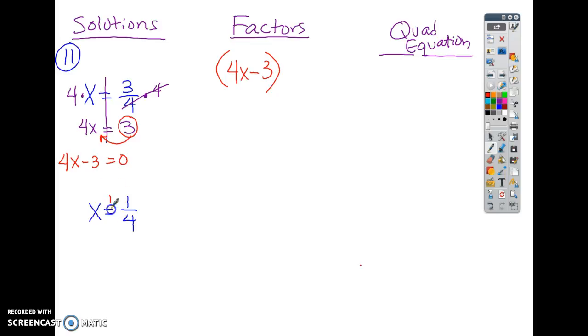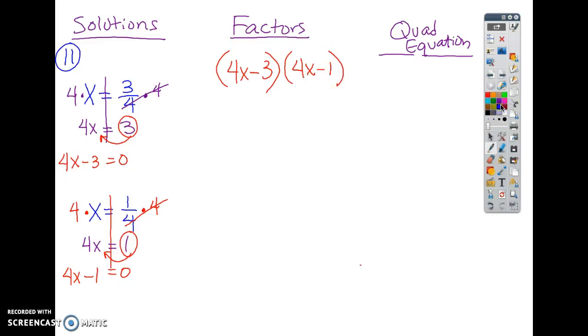So on the other one, I'm still going to multiply by 4 because the denominator is a 4. So multiply both sides by 4 and cancel the 4. And then we're going to say 4 times x is 4x equals a positive 1. And then you move the 1 over and you change the sign. And that becomes minus 1. So you have 4x minus 1 equals 0. And that is your other factor, 4x minus 1.